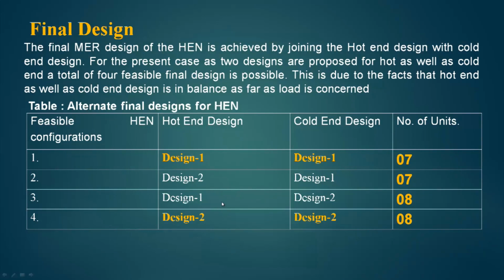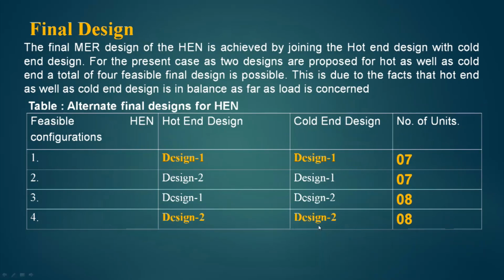Now, for the final design, we have seen that there are 2 feasible designs for the hot end and also 2 feasible designs for the cold end. So, if I go for permutations and combinations, there will be 4 designs: design 1 of the hot end with design 1 of the cold end, design 2 of the hot end with design 1 of the cold end, design 1 of the hot end with design 2 of the cold end, and design 2 of the hot end with design 2 of the cold end.